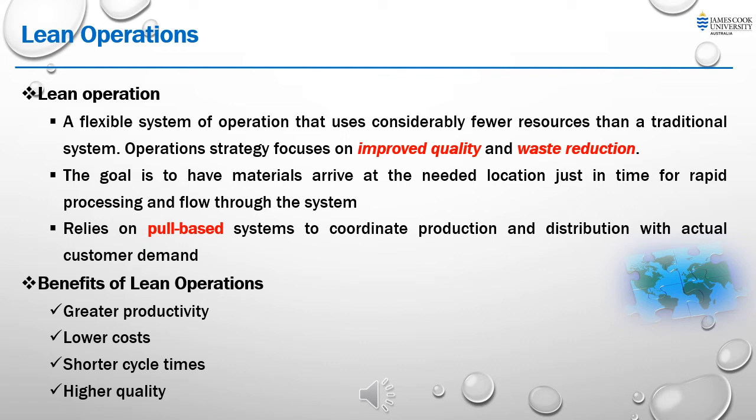In general, lean operation can be applied in a wide range of industries, from manufacturing to healthcare to the service industry. It involves a collaborative effort across all levels of the organization, with the focus on empowering employees to identify areas for improvement and make changes to the system. By implementing lean operation, organizations can benefit from greater productivity, lower costs, shorter cycle time, higher quality, and ultimately increased customer satisfaction.